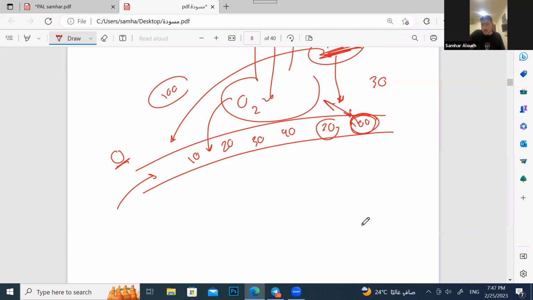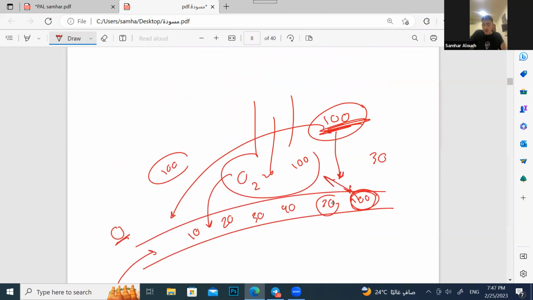Why? Because here it's 100, so it can't surpass it. The blood in the capillary can't go to 150, because once it reaches 100, the driving force is 100 minus 100, which is 0. And once it's 0, the oxygen will not go from alveoli to blood or the opposite. It will just stay there. Is it clear?